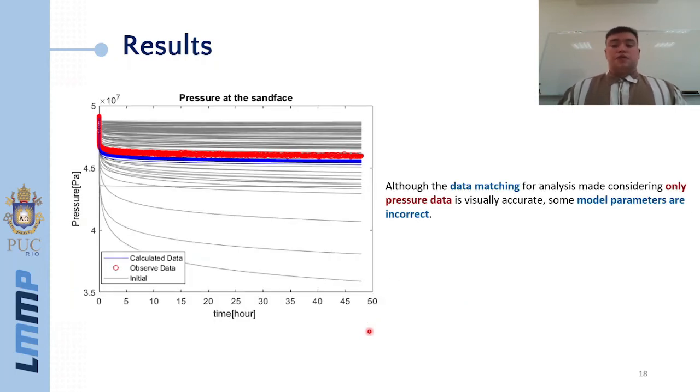Here is the result of the simulated evolutions for the final ensemble of parameters. The evolution obtained when the initial distribution was inserted into the flow simulator is in gray, in red is the observed data that we want to fit, and in blue is the response when the last ensemble was introduced into the flow simulator. This figure contains the analysis that considers only the pressure data, where the history match is closer, but the model of parameters is incorrect.